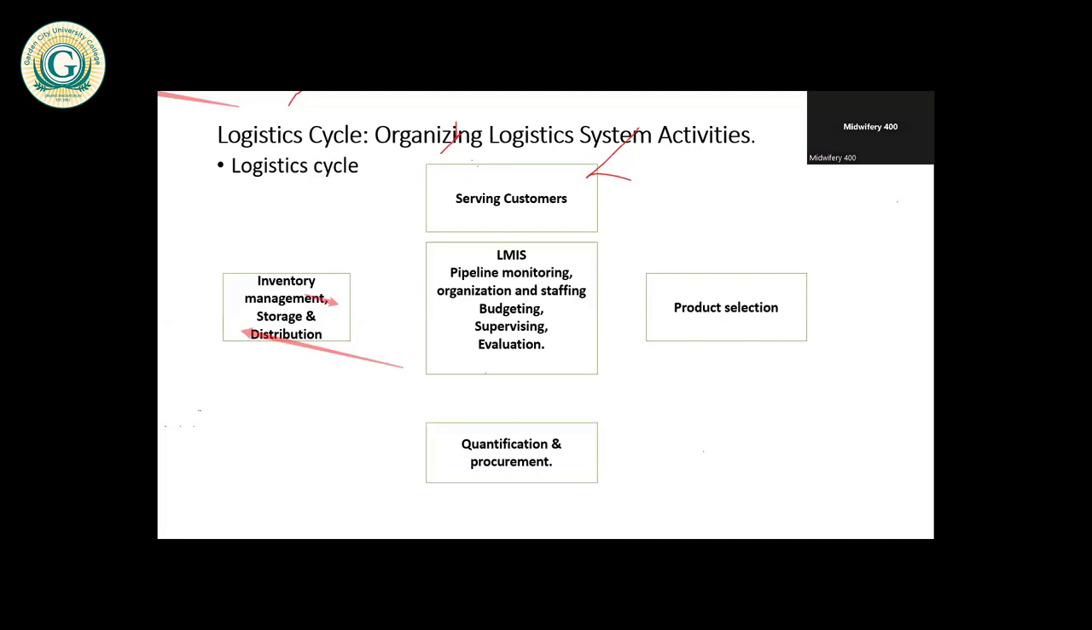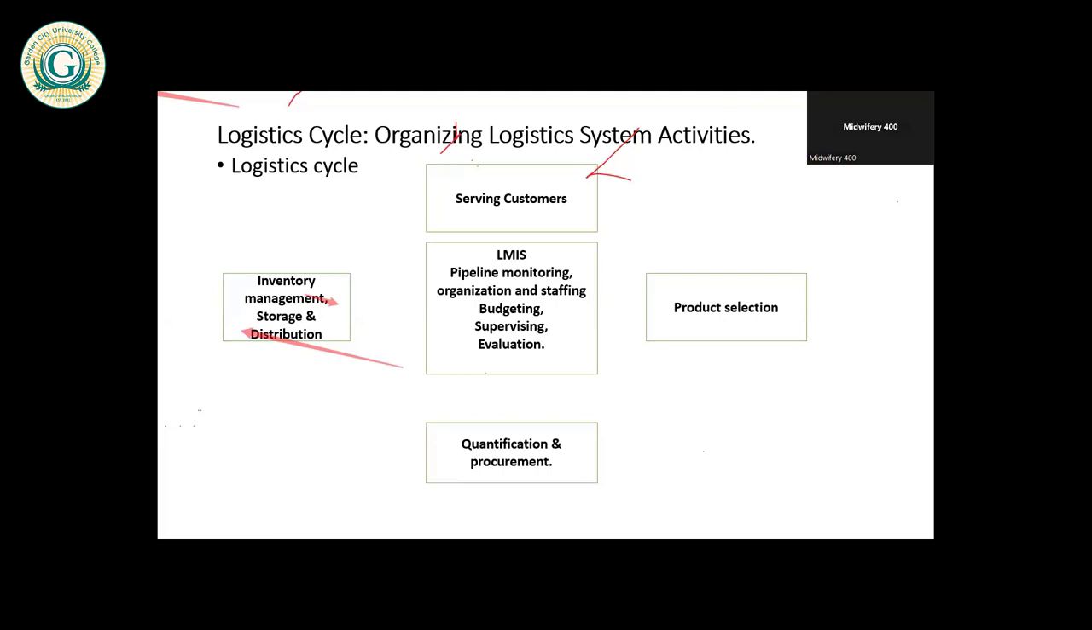Then supervision. You need to supervise. If you don't supervise, then things will not go well. Having done all these things, you need to evaluate. Evaluation is very, very important. You need to know the task that you have performed, whether you are on the right path. You look at the discrepancies, the loopholes in the system, and then you correct them. You need to evaluate your activities to see whether you are making progress or not. So this is the logistics cycle.